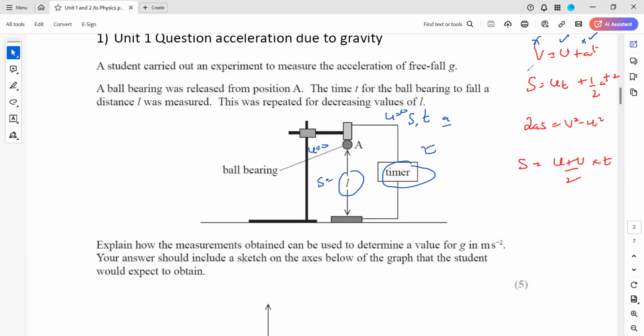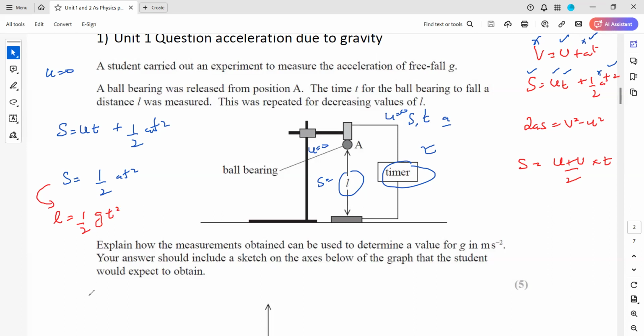What about the second equation? We measure S by using a scale, a ruler, or a meter rule. U is 0. Time we measure using a timer. So we can work out this equation. It means this equation is valid because only one unknown is there. So we have S is equals to UT plus half AT square, where U is equals to 0. So S is equals to 1 by 2 AT square. S is actually the distance. So we can change this equation: S is actually equals to the distance L, equals 1 by 2 acceleration due to gravity, so we can say g, and T square.